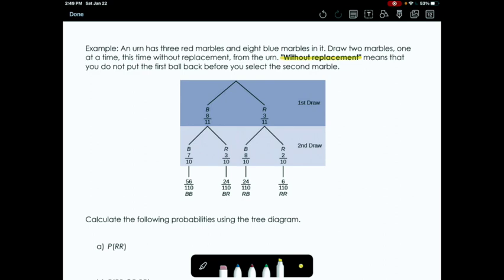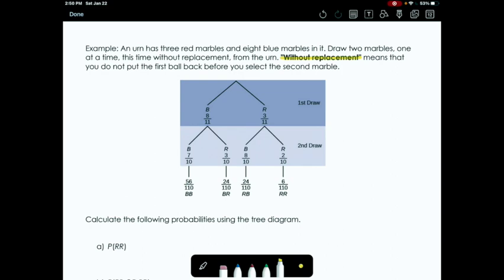In this example, we are not resetting, we're not putting that marble back in, so it's going to change the outcome of what could happen the second time, which means in this example, because we have without replacement, we're going to have dependent events. How we pick the first marble is going to affect the chances of what we're going to pick out the second time because the urn, what's in there, has changed.